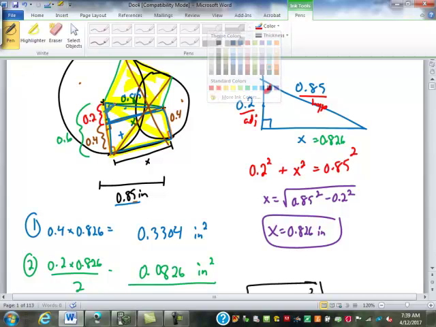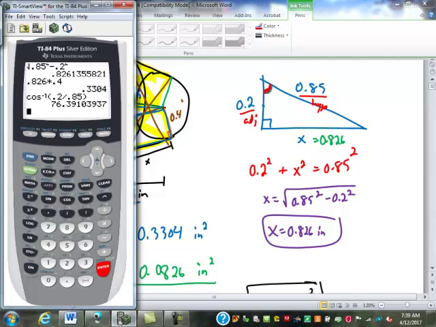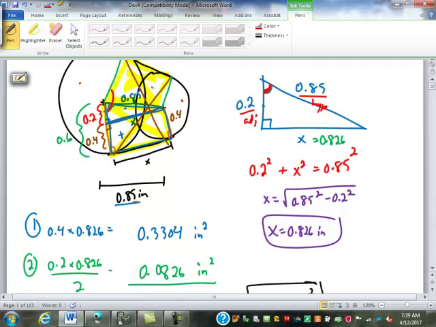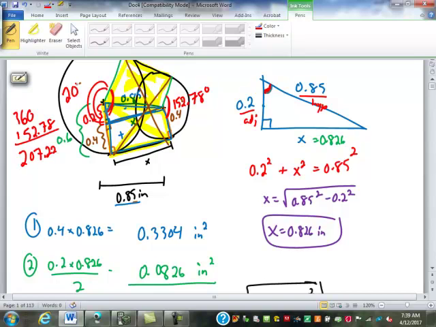If I double that angle, 152.78, I get this whole angle here, which is going to be the same as this one. So that's 152.78 degrees there. This is going to be 360 minus 152.78, which is going to be 207.22 degrees. So I have those angles.